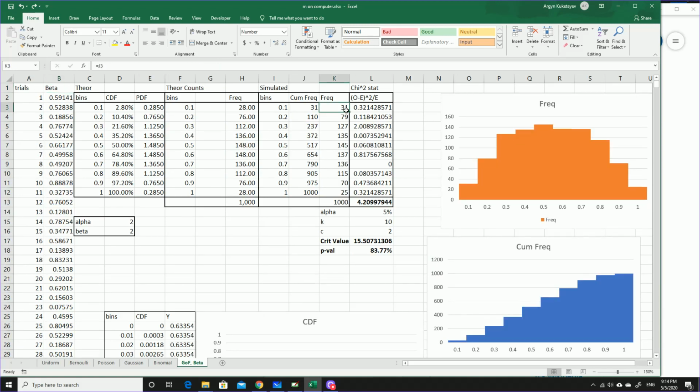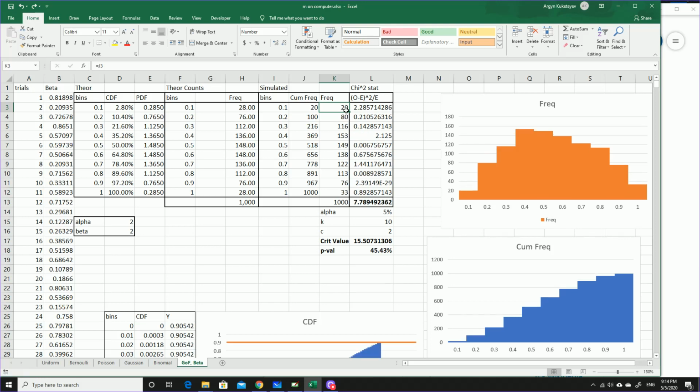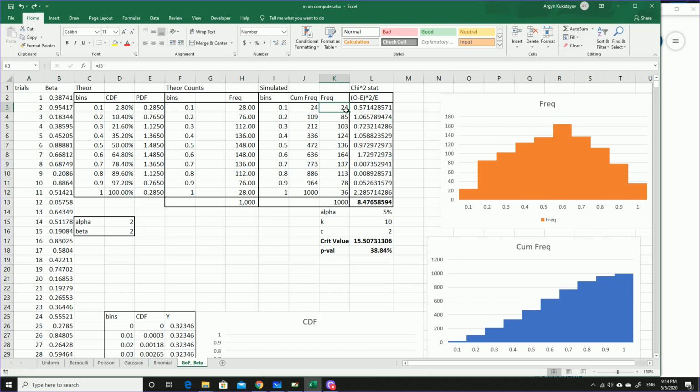I hope so. So if I press F9 several times, you see my histogram, right? Histogram is dancing a little bit, right? It's changing, but it's sort of preserving that arc shape.